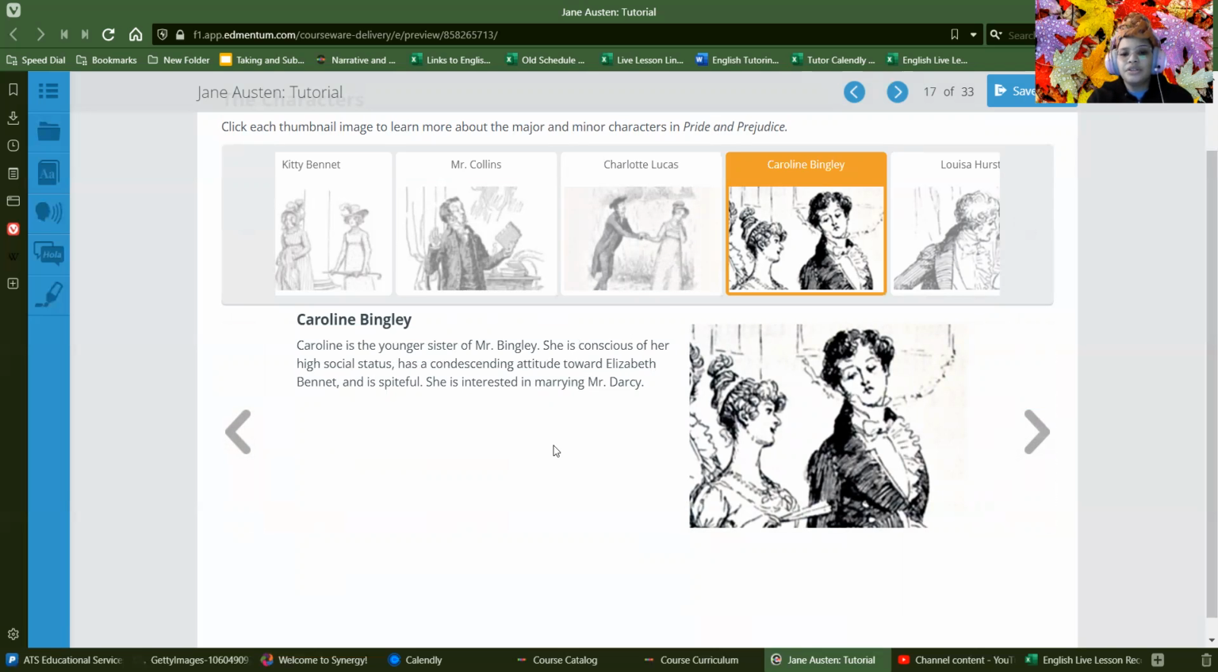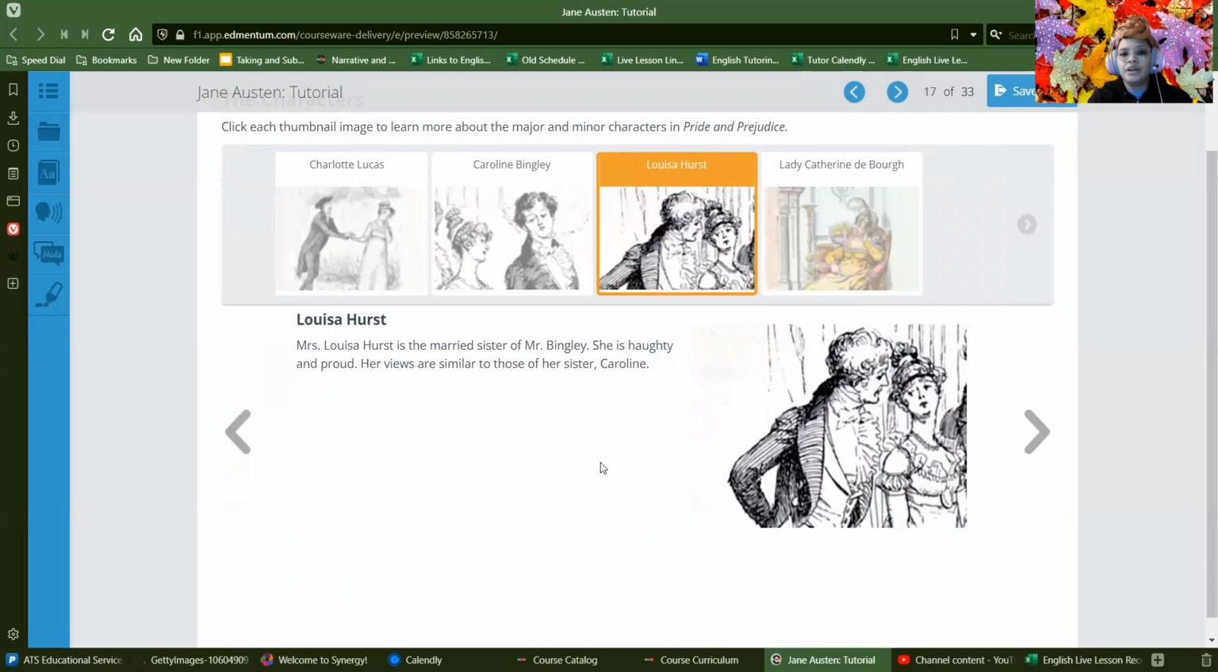Caroline is the younger sister of Mr. Bingley. She is conscious of her high social status, has a condescending attitude towards Elizabeth Bennet, and is spiteful. She is interested in marrying Mr. Darcy. So this tells you there's going to be sort of a rivalry going on. She's pretty mean to Elizabeth because she knows that she's of a higher social status. So her family makes more money than Elizabeth's, and she weaponizes that.